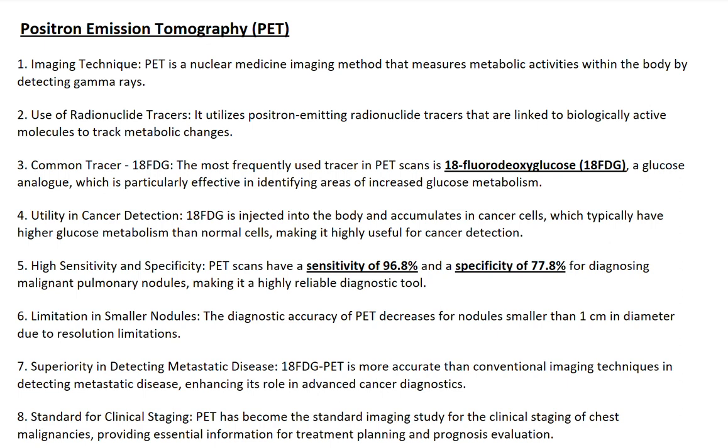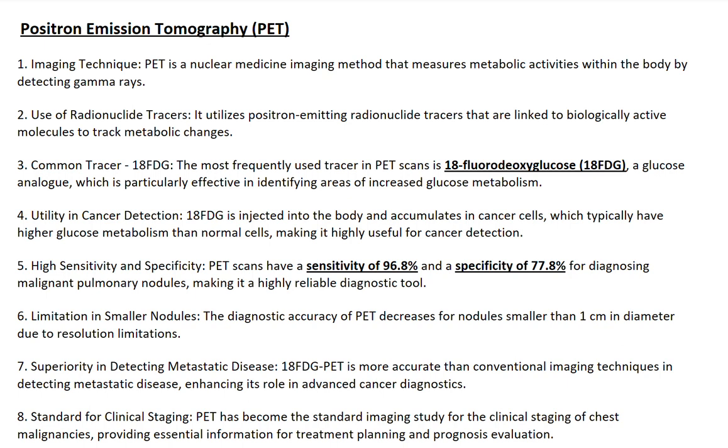3. Common tracer, 18-FDG. The most frequently used tracer in PET scans is 18-fluorodeoxyglucose, 18-FDG, a glucose analog, which is particularly effective in identifying areas of increased glucose metabolism. 4. Utility in cancer detection. 18-FDG is injected into the body and accumulates in cancer cells, which typically have higher glucose metabolism than normal cells, making it highly useful for cancer detection.